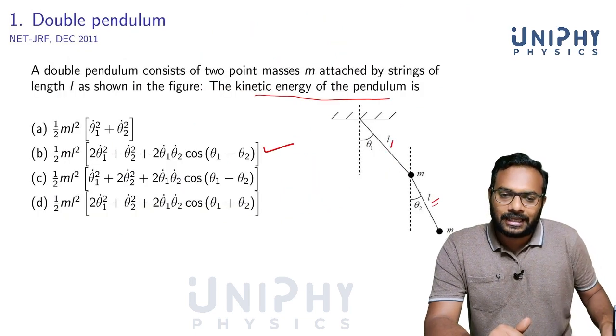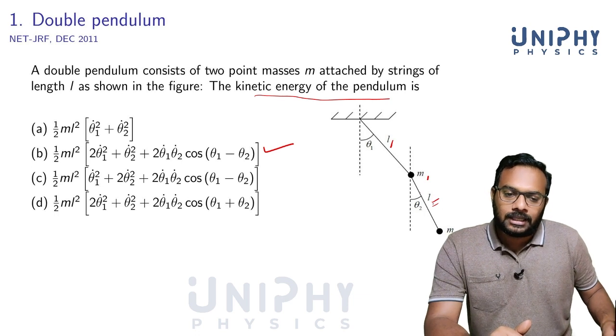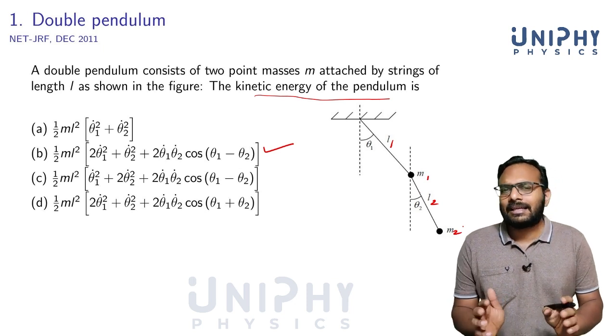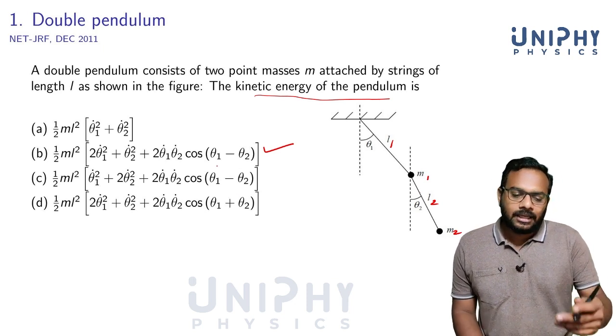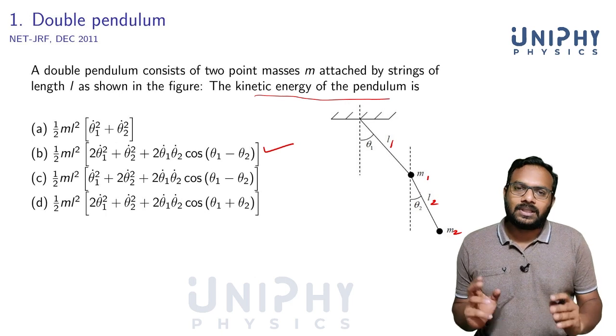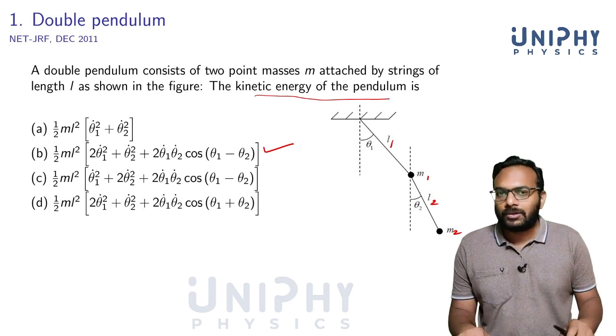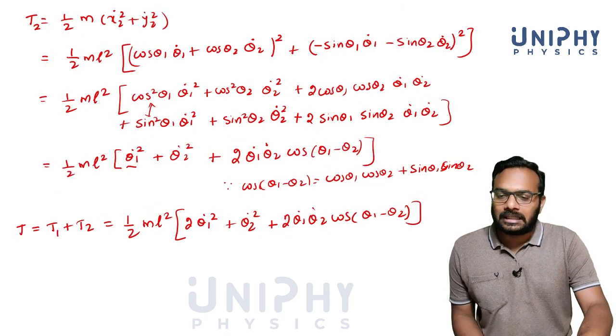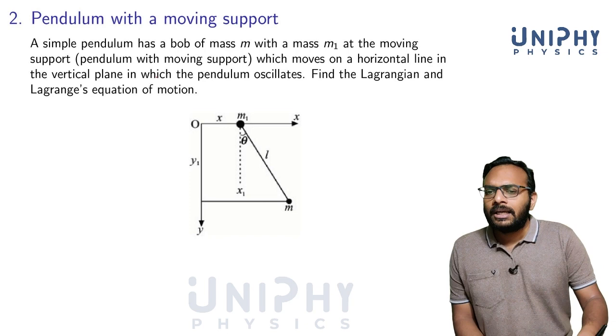You can take this as L1, this as M1, this one as L2 and M2. If all these lengths and masses are different, you will get a rather complicated expression, and then you can see what happens when you put L1 equal to L2 and M1 equal to M2. So you can play around with that problem a little bit. That's a good exercise.